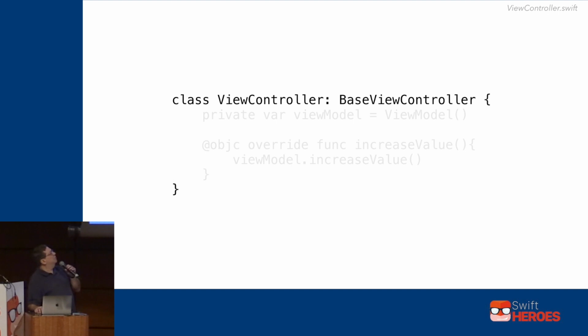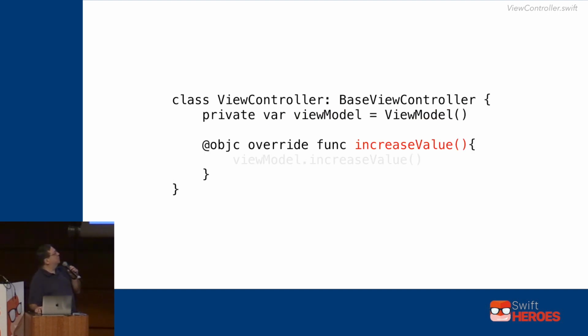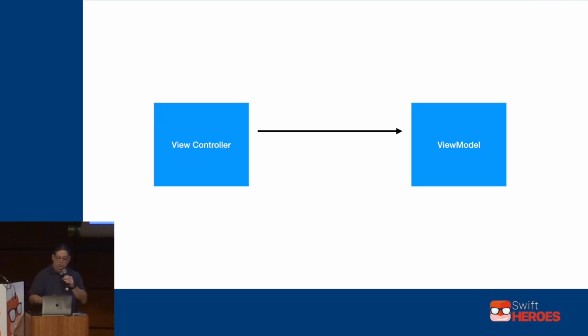In this case, we have our view controller. And our view controller holds on to the view model. And in this case, instead of doing the increasing itself, the model will do the increasing. And so our view controller will have this increase value that just turns to the view model and says, you do it. You increase the value. And so the view controller is communicating with the view model.